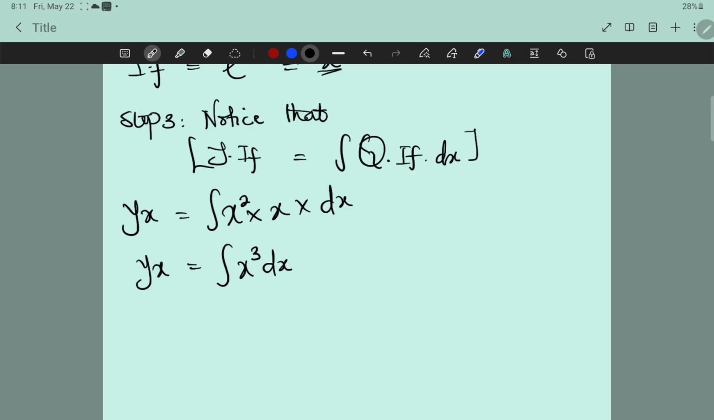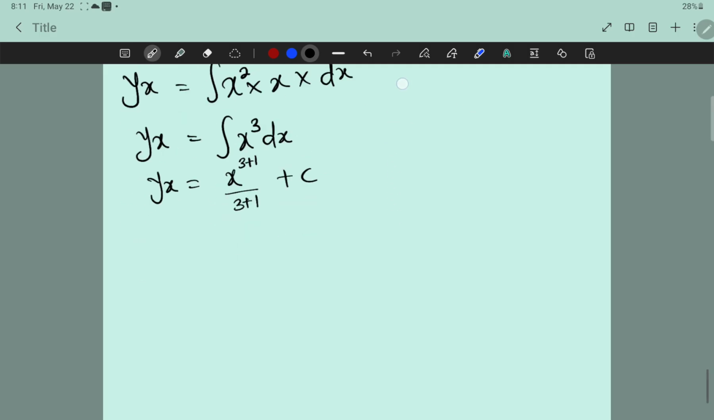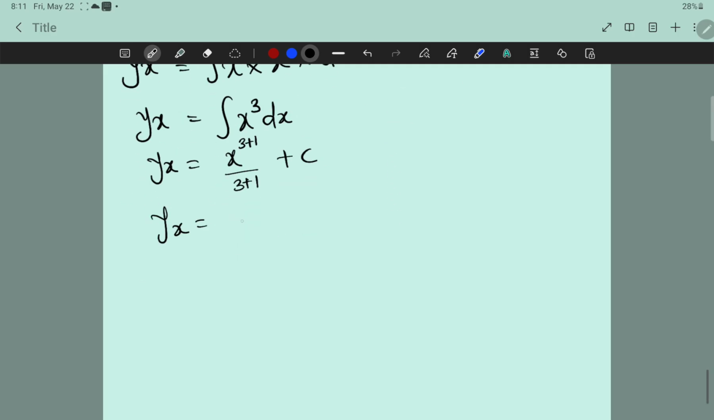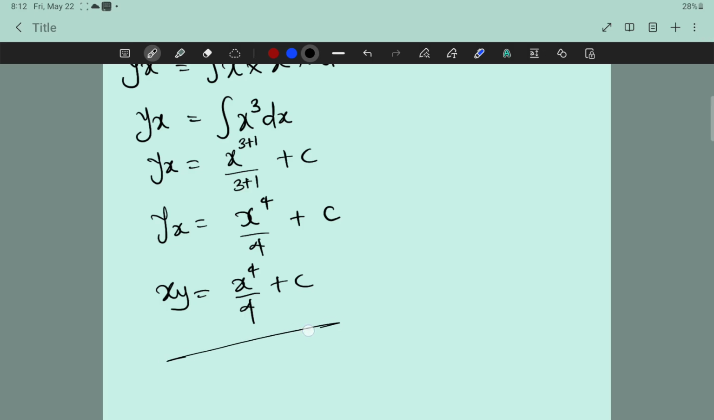Of course. So we have yx is equal to, what is the integral of this? This is x raised to the power 3 plus 1 divided by 3 plus 1, plus c. So we have yx is equal to x to the power of 4 over 4 plus c. Or you can say xy is equal to x to the power of 4 over 4 plus c. So that is the solution to that. Now let's do something more interesting.